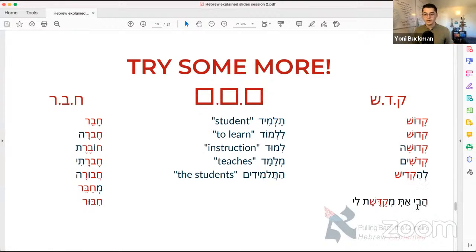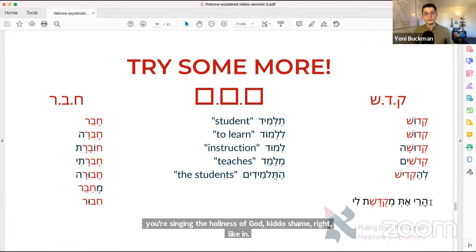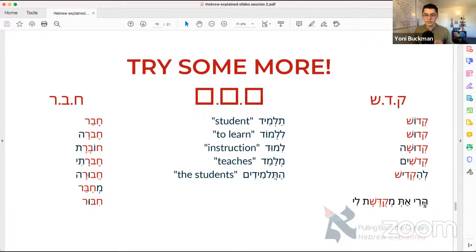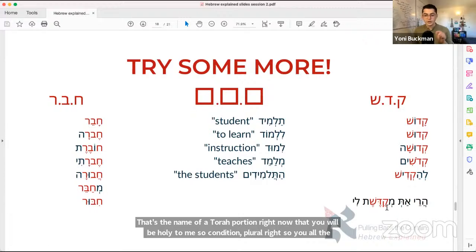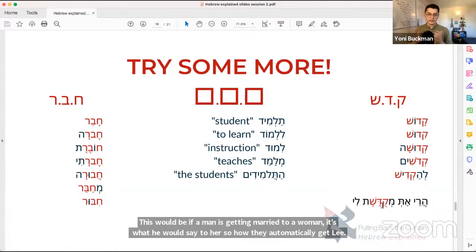Lehakdish, to make holy. And here, this bottom line I threw in here, this is what you say at a wedding. So this would be if a man is getting married to a woman, it's what he would say to her. Hare at mekudeshet li. Okay. You are sanctified, consecrated to me. So when you see those 3 letters in that order in a word, even if there is a prefix, a suffix, an infix, something in between, you know that it has to do with the concept of holiness.